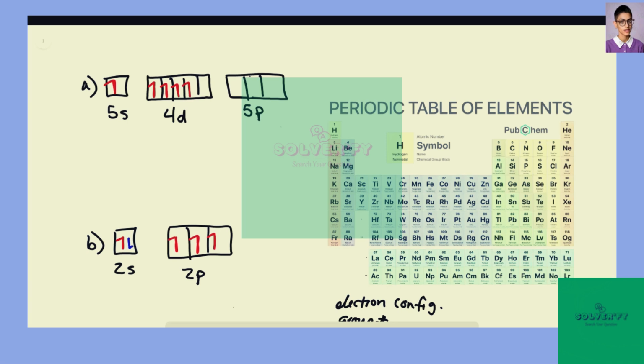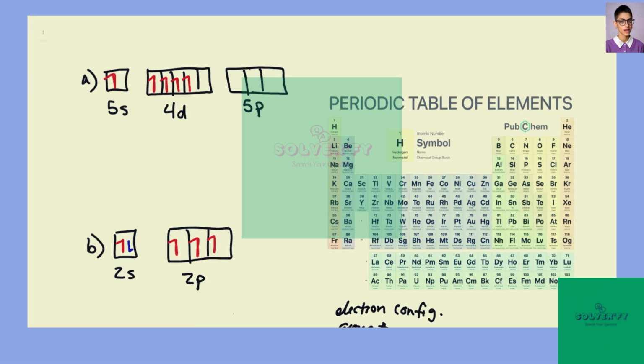It's given us the partial orbital diagrams, and we're asked to write the condensed electron configurations and group numbers. A is a little tricky, so we're going to actually start out with B and then come back to it. So B, let's start out by writing the end part here of the electron configuration.